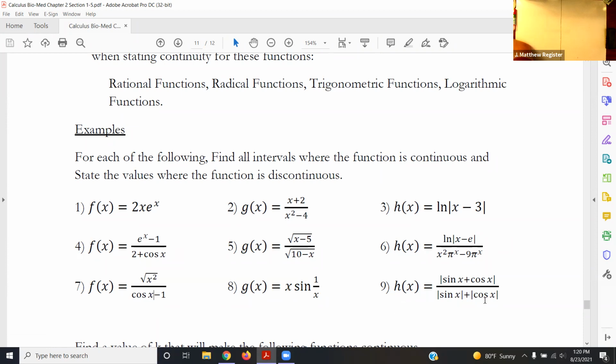And then for number 9, what's interesting about this one is it's actually going to be defined for all real numbers. We have a denominator. We can't have the denominator be equal to 0, but we're never going to get 0 in this denominator. We can have sine be 0, we could have cosine be 0, but they'll never be 0 at the same time.